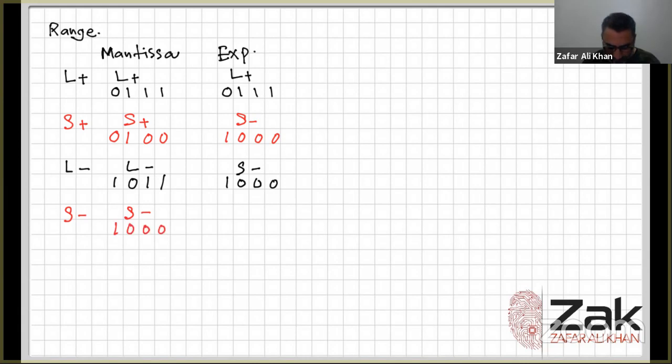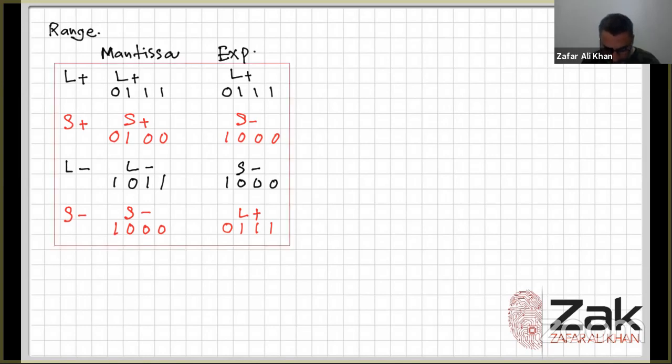For the smallest negative, we have to have the smallest negative mantissa and the largest positive exponent, because we want to move the point as far as possible to make it further small. Now, this is our system.